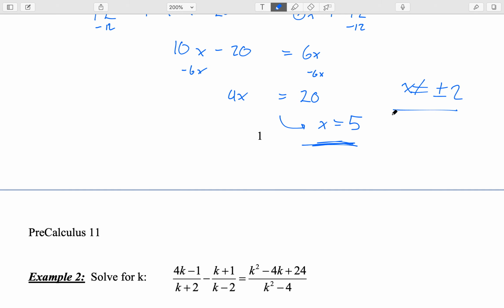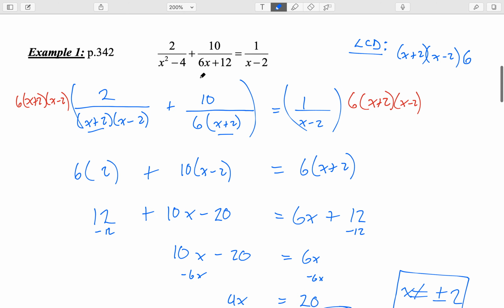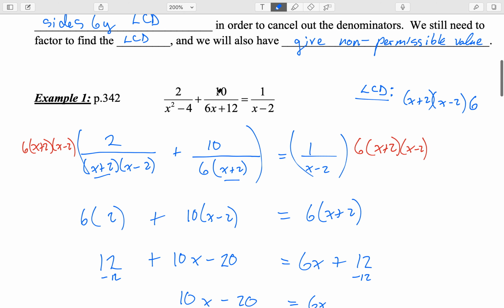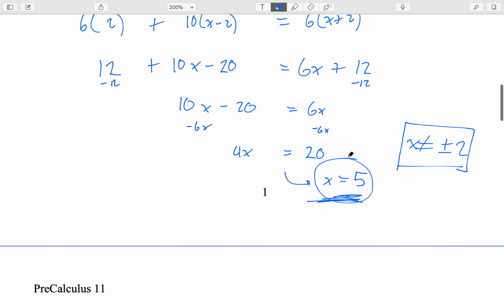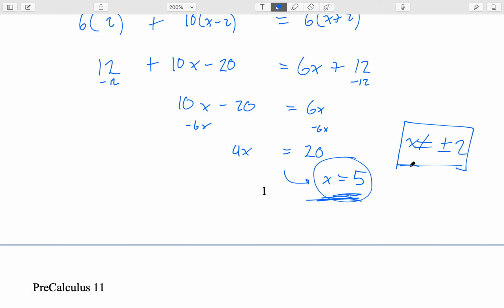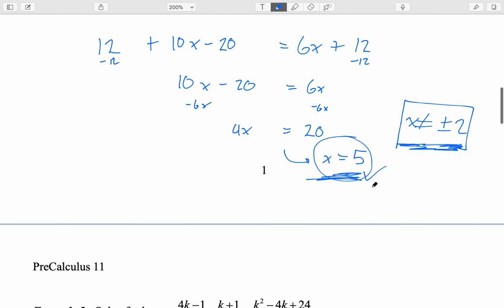x cannot equal plus or minus 2. Well, it's equal to 5, so 5 is okay. 5 is going to be the answer. It's going to work. Now, we could go back and plug it in, 5 squared minus 4 and so on, but it's going to be ugly. It would work no matter what. Really, the only thing I need to check are my restrictions. If it's not one of your restrictions, then this should be okay to go.